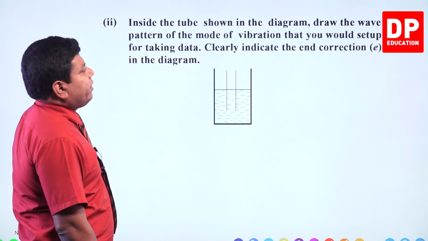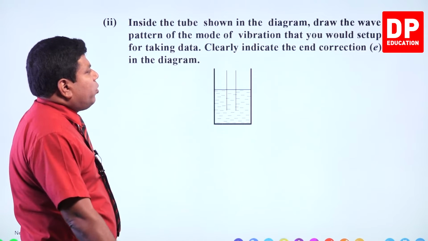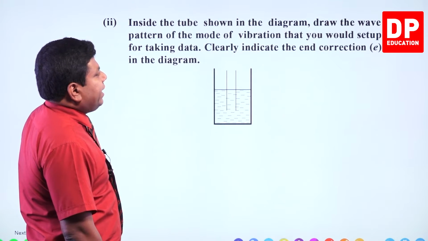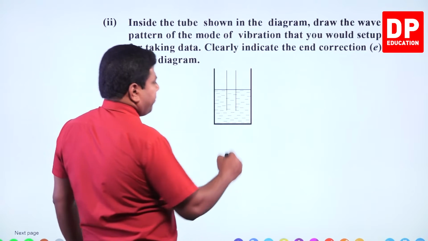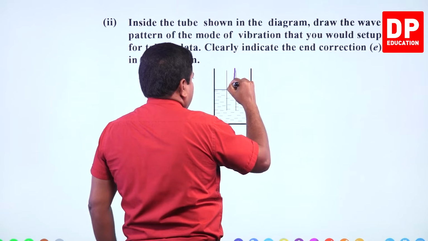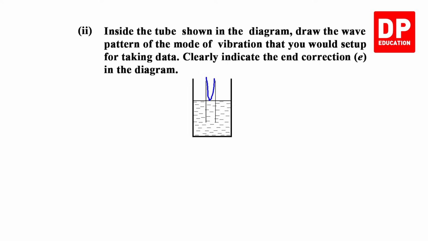Inside the tube shown in the diagram, draw the wave pattern of the mode of vibration that you would set up for taking data. Clearly indicate the end correction in the diagram. That's how it's going to be. So whatever the length outside is E. Let's mark like this. This is E. That's E. Right? This length.